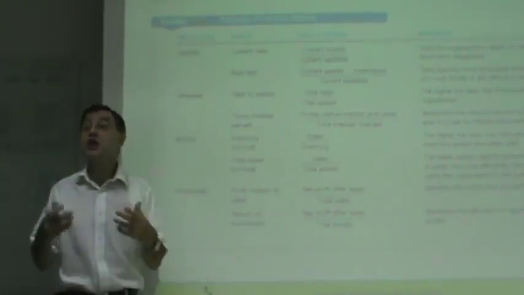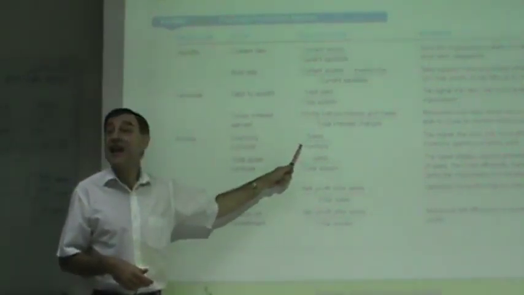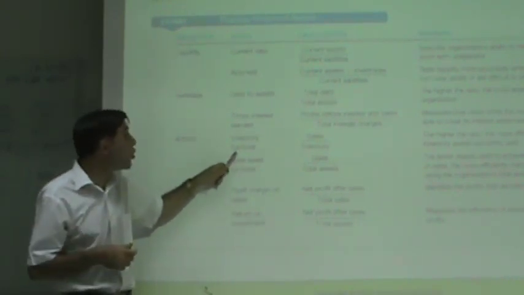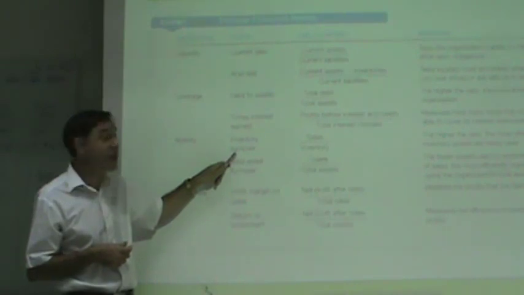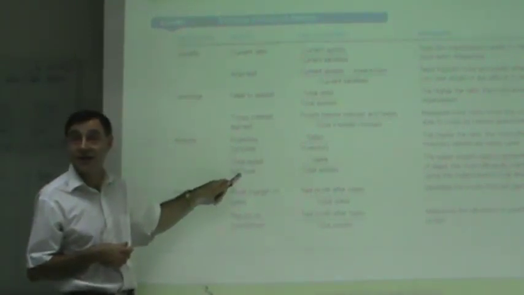Next one is activity ratios. And activity ratios measure performance, measure how well you use your assets or how well you use your inventory. So somehow you measure how quickly you turn things around in the business, how quickly you turn them over. And you have here, you see, inventory turnover and total asset turnover. How quickly you turn over your inventory and how quickly you turn over your assets.